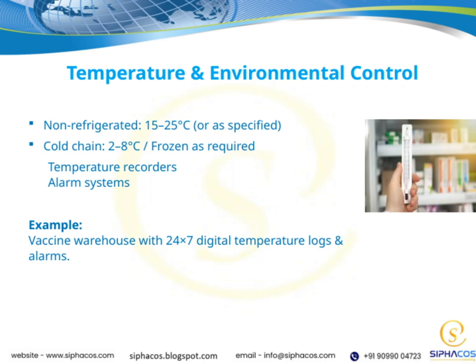To ensure these conditions are consistently met, we use temperature recorders, which constantly monitor and log the environment. These devices help us verify that the products stay within the safe temperature range throughout storage and transit. Additionally, alarm systems are vital. They alert us immediately if temperatures deviate from the acceptable limits, so we can take swift action to prevent spoilage or loss.